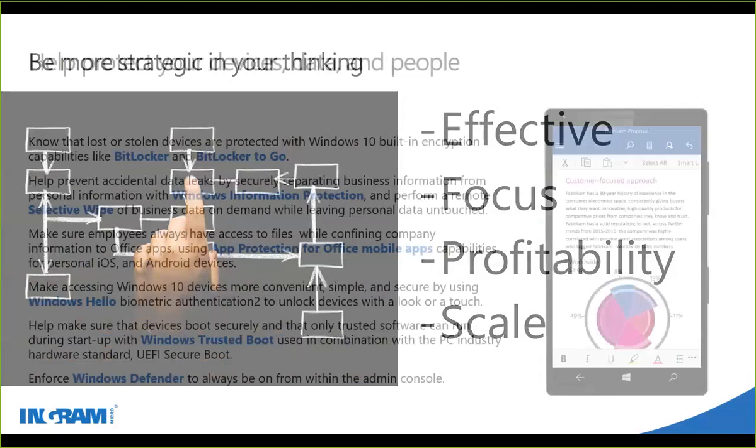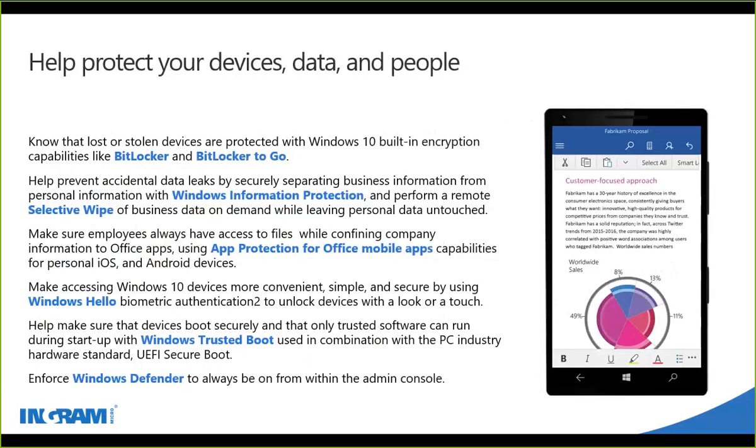So again, we've talked about BitLocker. We've got BitLocker to Go if you need. You've got the selective wipe, but Windows Information Protection. We've got app protection, so we can protect our apps on mobile devices. We've got Hello. We've got Trusted Boot now in our devices as well. And Microsoft, again, has the integrated Windows Defender, which will report up to a single console to let you know if there are any issues.